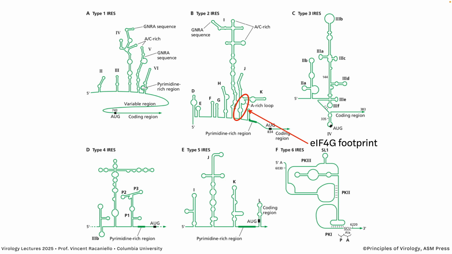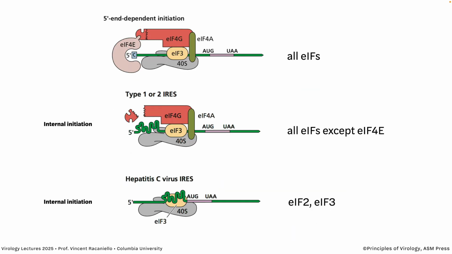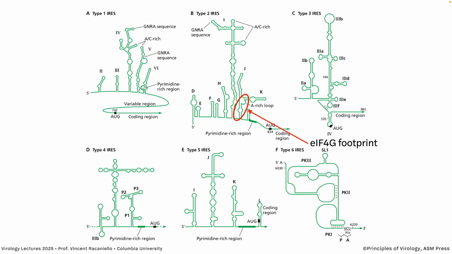One that's notable here is the type 2, where the EIF4G footprint has been mapped. In other words, where EIF4G binds to the IRES, which I showed you here, that's been mapped specifically to this particular part of the structure. So the idea is that the ribosome would bind there and then scan to reach this AUG.